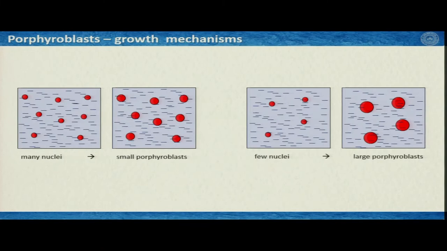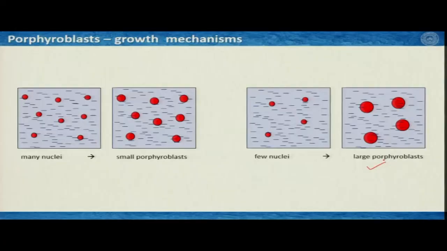Now, if you have many nuclei, then you will form small porphyroblasts. If the nucleation sites in the rock are many, then you do not grow large porphyroblasts. Porphyroblasts would also be many in number, but of less size. But if there are few nuclei, then you grow large porphyroblasts as explained here, and for small porphyroblasts we have explained in the diagram on the left side.